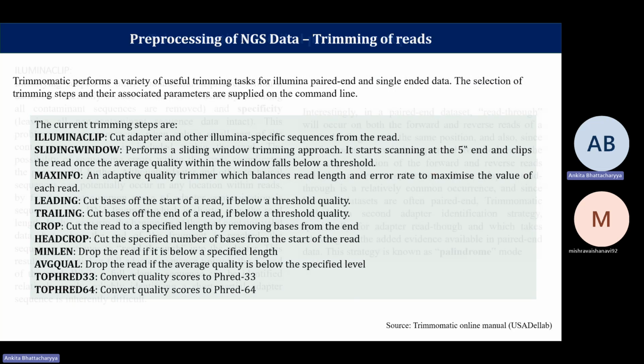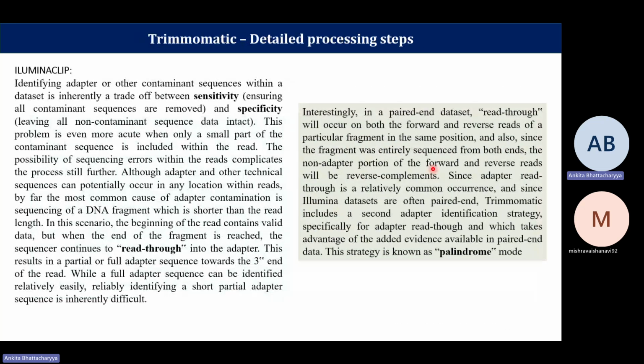So following that, we understood the workings of Illumina Clip, where it basically tries to identify contaminants and identify adapters. And its main job is to find the correct balance between sensitivity and specificity. Specificity means that you only want junk DNA to be cleaved off and you want all the relevant DNA to be retained.